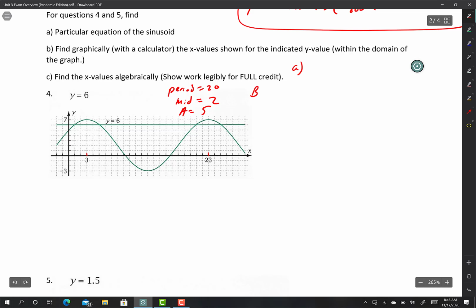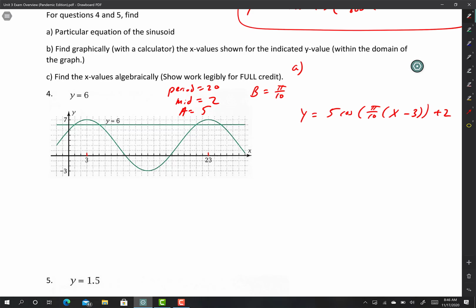Well, I guess with a B, right? 2 pi divided by 20, so it's going to be pi over 10. So the equation is y equals 5 cosine pi over 10, parenthesis x minus 3, close, close. I could have used 23 as well. It's the same thing. And then midline is at 2, so plus 2. So there it is. There's my equation.